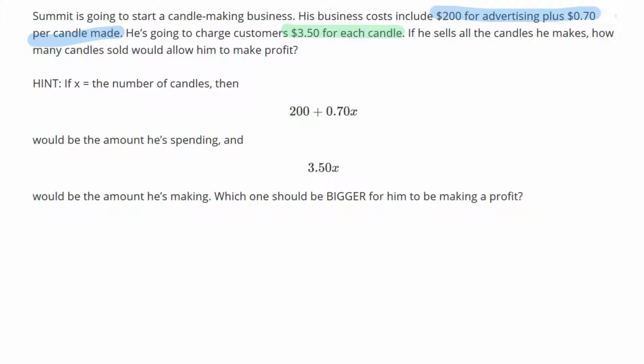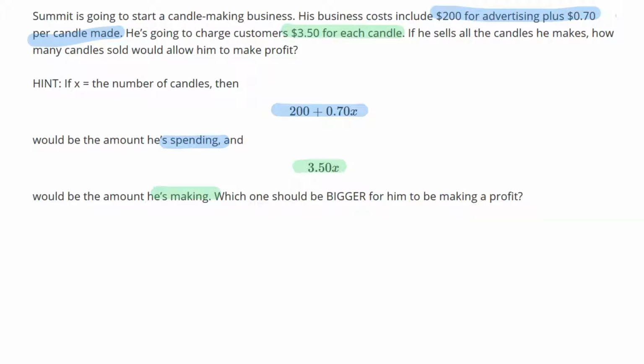So what we're going to do is we're going to compare 200 plus 0.70x. That is the amount of money that he's spending, and we're going to compare that to 3.50x, which represents the amount that he's making.